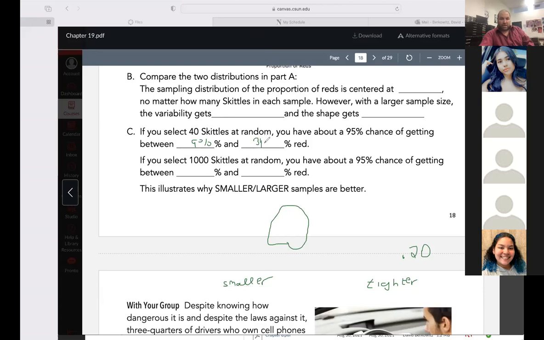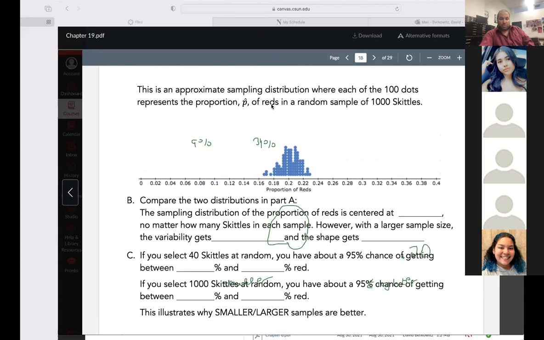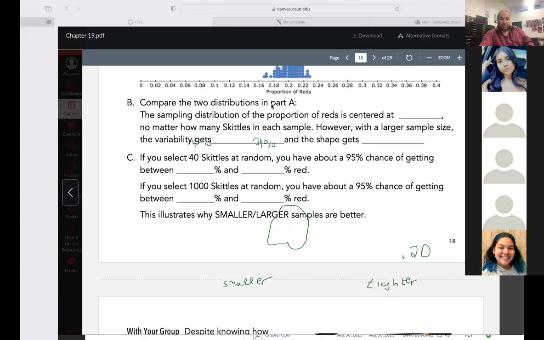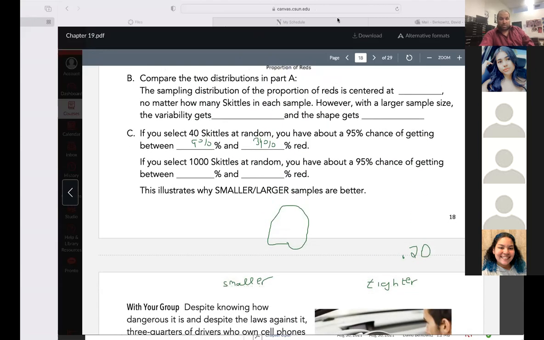Whereas in the case of 1,000 at a time, if I wanted 95%, how far would I have to go? To about 17% and 22%, something like that. Ballpark, yes? All right, so it's much, oh, I was redundant. I wrote percent.